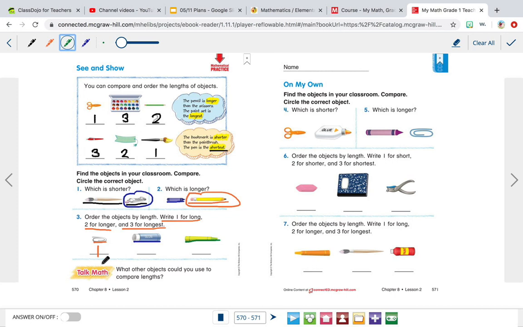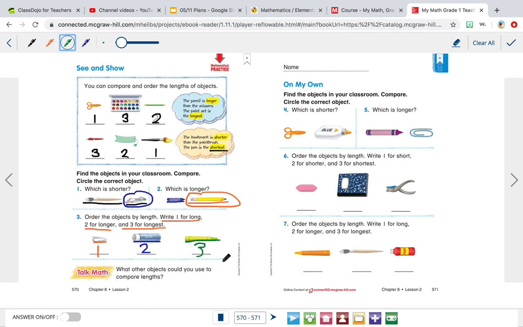Now what about this? Here's the glue stick and here's the crayon. It's kind of close. They look almost the same size, but you can kind of see that the glue stick is not as long as the crayon. So the glue stick is going to be number 2. Then the crayon is going to be number 3 because it's the longest. Now you see we have 1 is the shortest, 2 is the longer, and 3 is the longest. Okay?